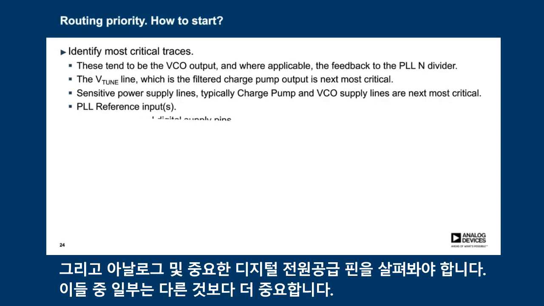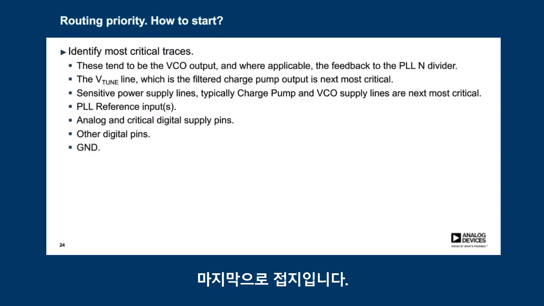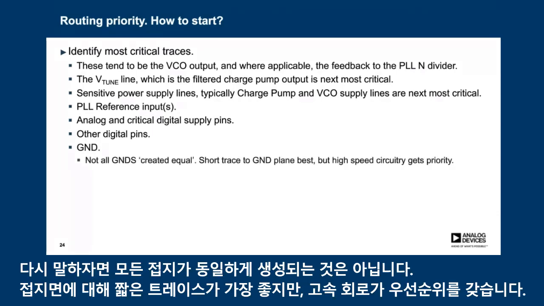And then we see the analog and critical digital supply pins. Some of these are more important than others. Reading through the data sheet will help you identify which ones are. And then we talk about the other digital pins, like maybe the SPI lines, and finally the ground. And again, not all grounds are created equal, so a short trace to the ground plane is best, but the high-speed circuitry gets priority.